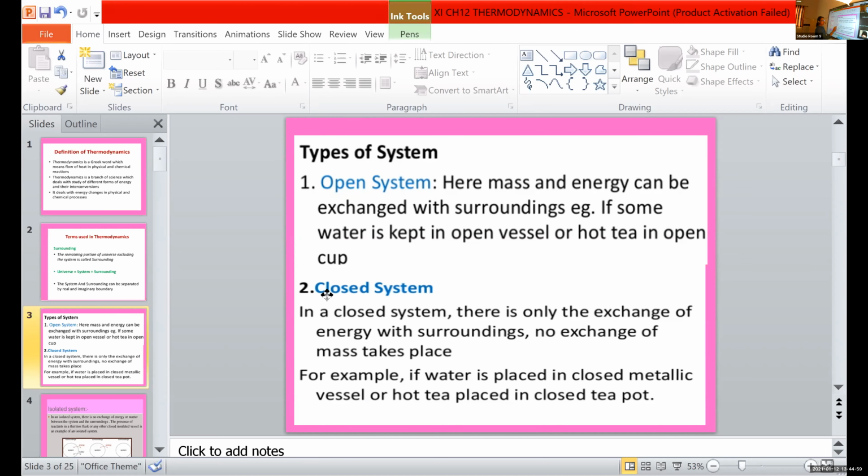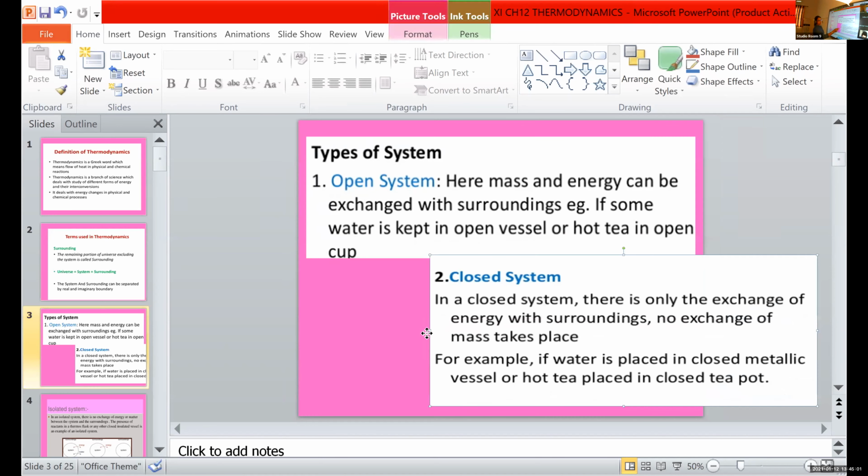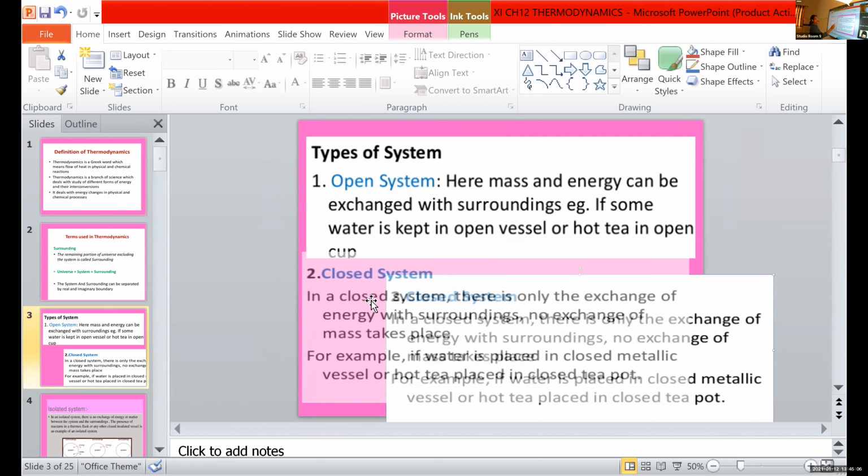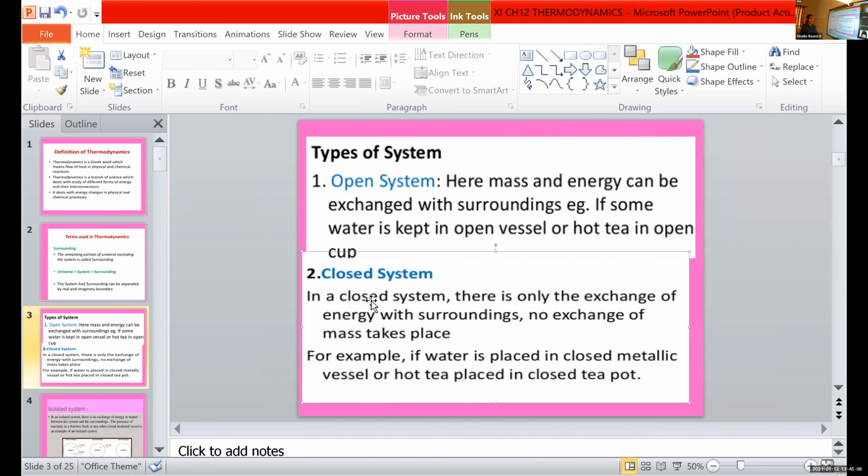And what is a closed system? In a closed system there is only the exchange of energy, no exchange of mass. That means the mass will not reduce. With a cup of tea, if you drink it, the mass changes. But a closed system means heat energy can be exchanged, but mass cannot.